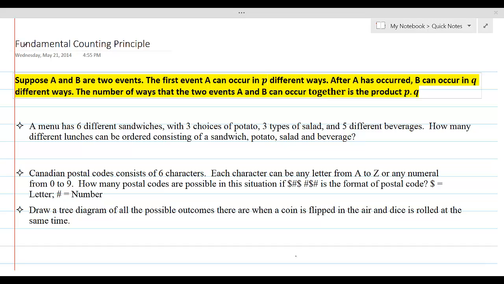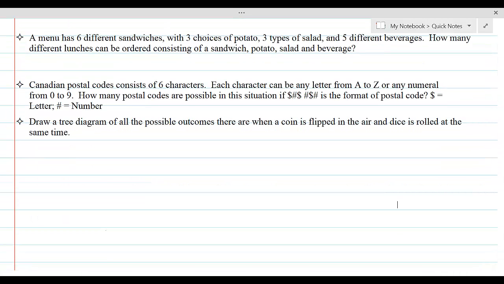The first example is a menu has 6 different sandwiches with 3 choices of potatoes, 3 different types of salads, and 5 different types of beverages. How many different lunches can be ordered consisting of sandwich, potato, salad, and beverages? So let's find out the total number of lunches that can be ordered. Let's start with different types of sandwiches. So the number of sandwiches that can be ordered are 6.